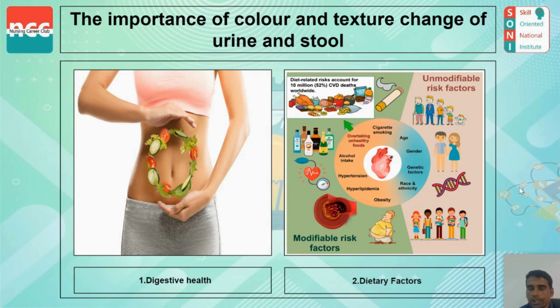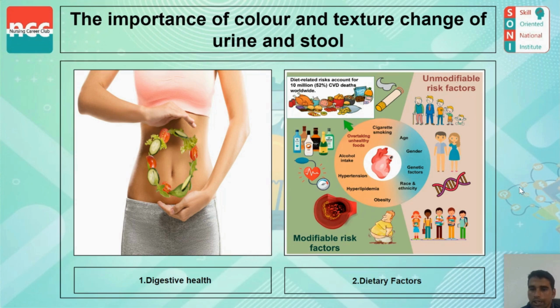Now we will talk about digestive health. We can improve our digestive health through digestive food. We should take in proper vitamins and proper proteins so that we can keep our digestive health in good condition, and we should eat fruits and vegetables to keep our digestive health in a good way.